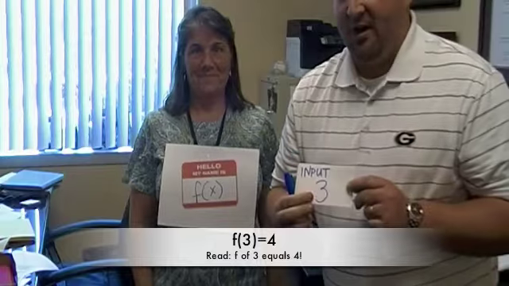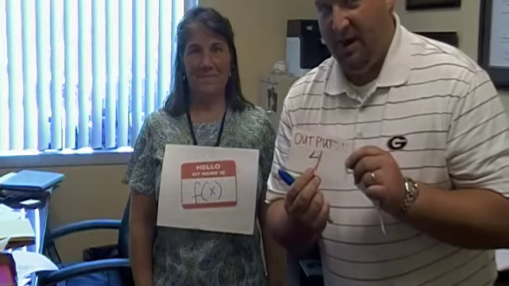So I'm going to give her an input of 3. So the X value, or the domain value, is going to be 3, and Mrs. F of X is going to work her magic, and she spits out a 4. Okay, input value is 3, domain, output value is 4. So what we say here is F of 3 gives us a 4. That means Mrs. F of X took the 3, spit out a 4.